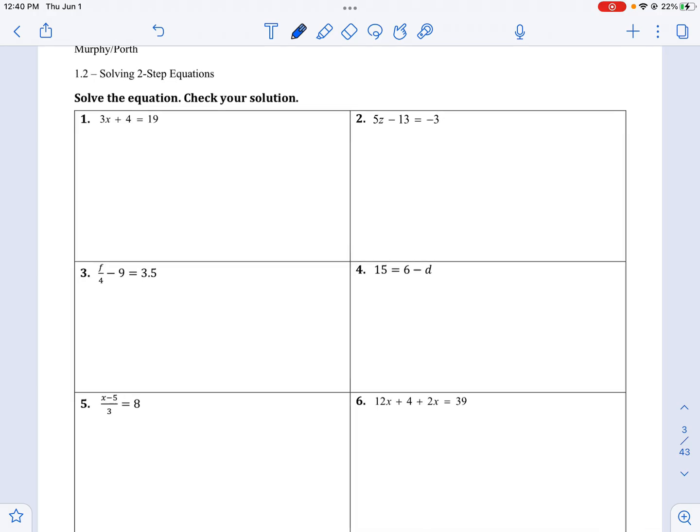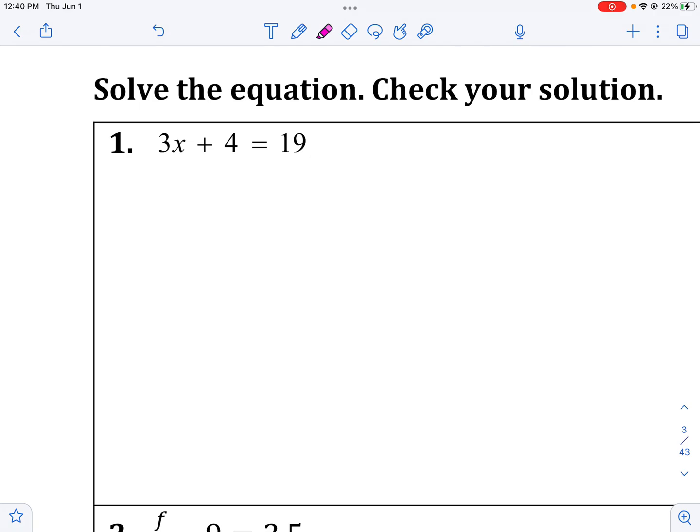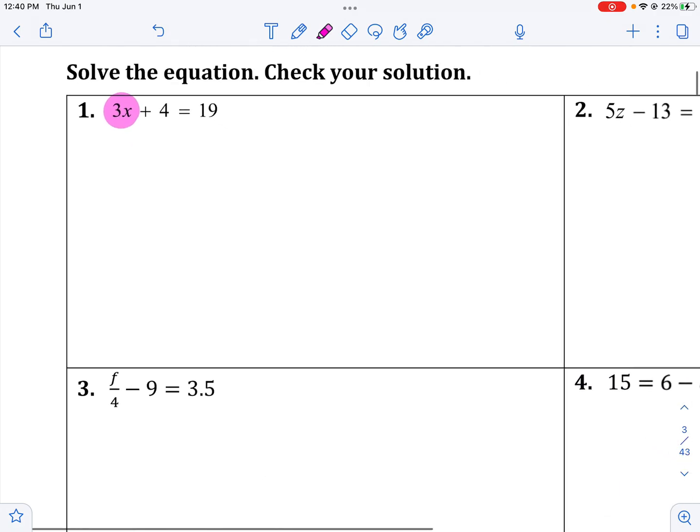On this video, we're going to take a look at solving two-step equations in section 1.2 of our Algebra 1 curriculum. The most important thing to note when you're solving a two-step equation is that you're trying to get the variable term by itself.